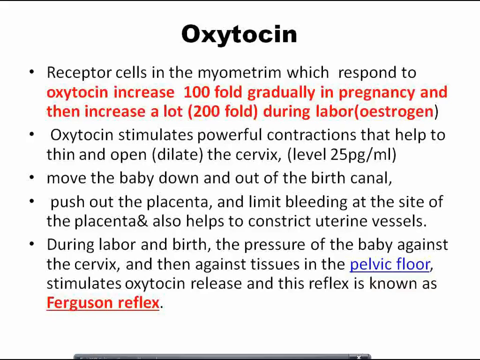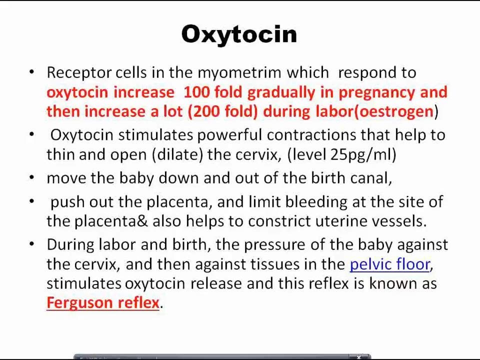Now, oxytocin itself is a very powerful uterine contractor, and it not only maintains strong contractions of the uterus, but it also thins out, softens and dilates the cervix. So it helps the baby to move down the birth canal, and during the final stage, the third stage, we see that it pushes out the placenta as well, and this pushing out of the placenta will help to limit or reduce the bleeding at the site of the placenta, because the placenta gets constricted, and it also helps to constrict the uterine vessels. So oxytocin at the third stage of delivery reduces the bleeding as well.